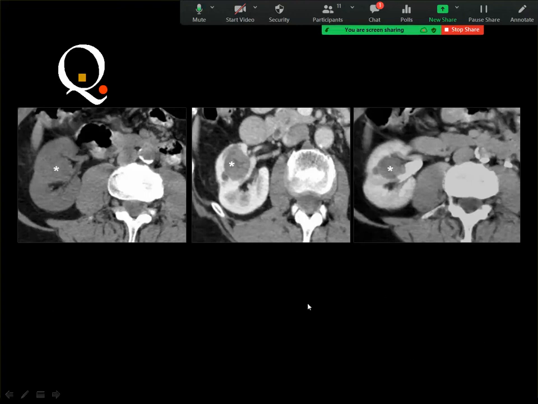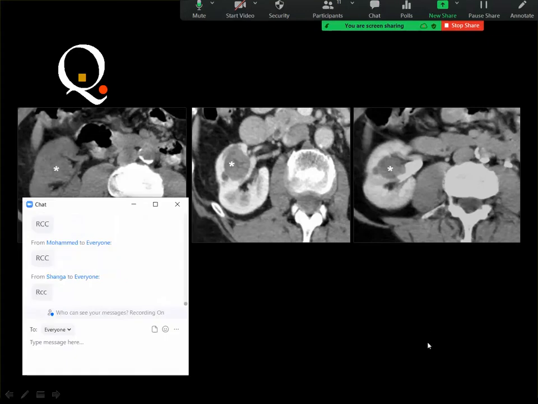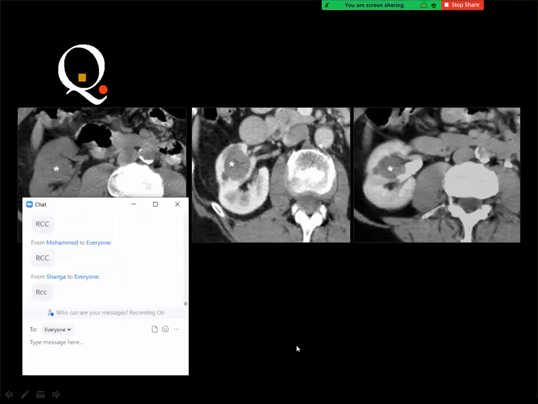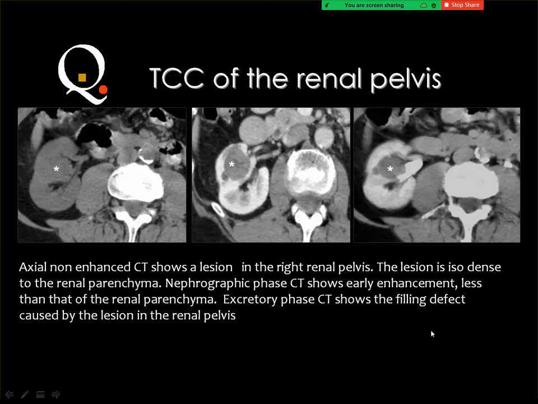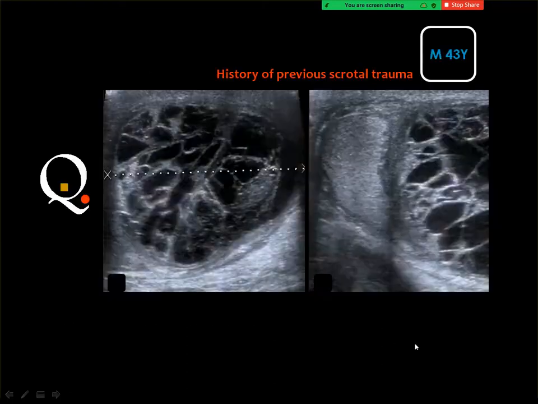This is the series of CT scans before contrast, after contrast excretory phase for the right kidney, showing, this is not renal cell carcinoma. We sometimes cannot differentiate between transitional cell and renal cell carcinoma, but if you see that part of the tumor is located within the collecting system, it is better to diagnose transitional cell carcinoma instead of renal cell carcinoma.